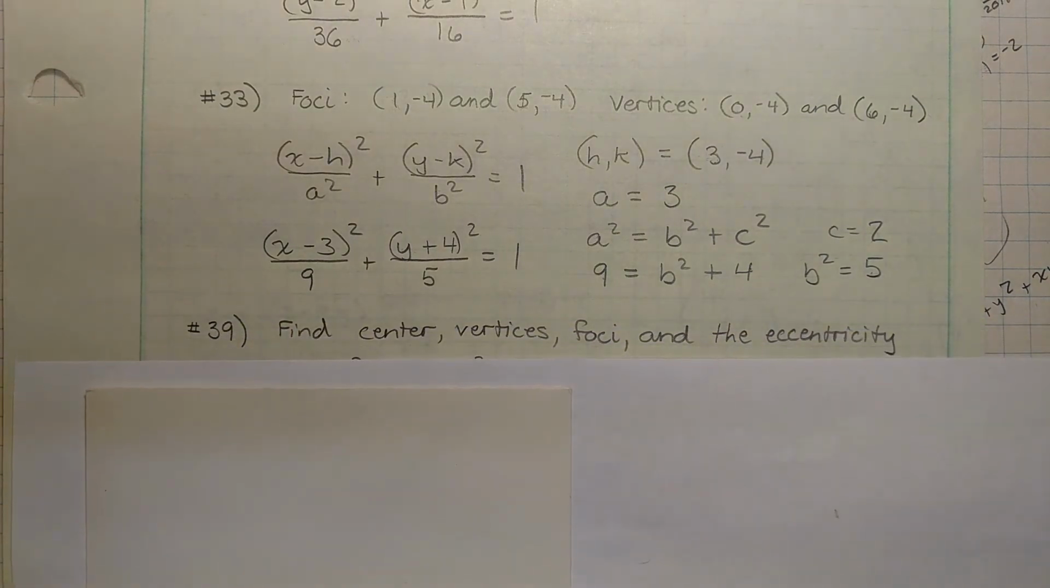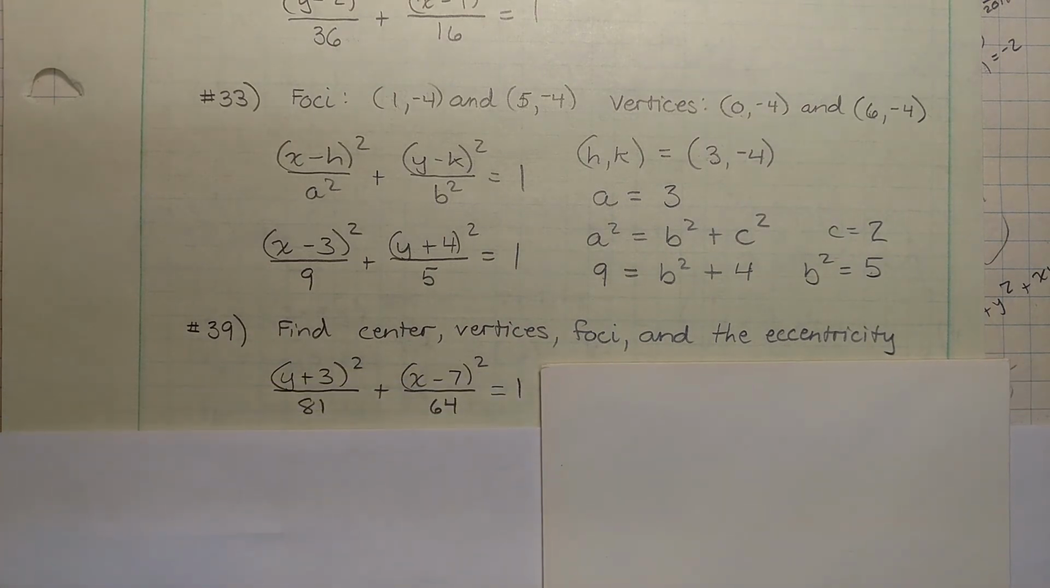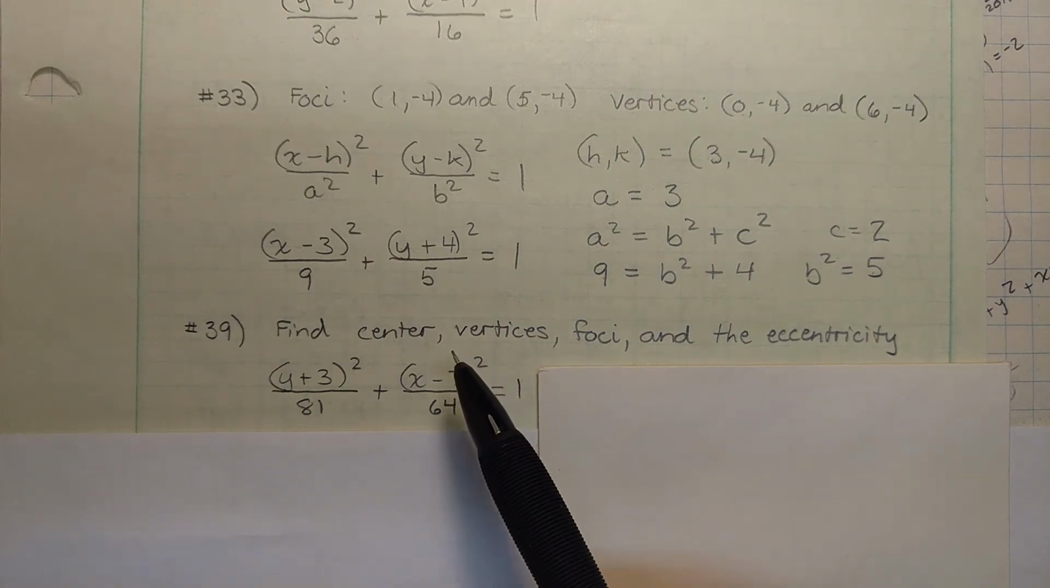So let's go ahead and look at 39. 39 is a little different because it gives us the equation, and it wants us to find the center, vertices, foci, and eccentricity. So we have a few things that we need to find here. Let's look at how we're going to do that.